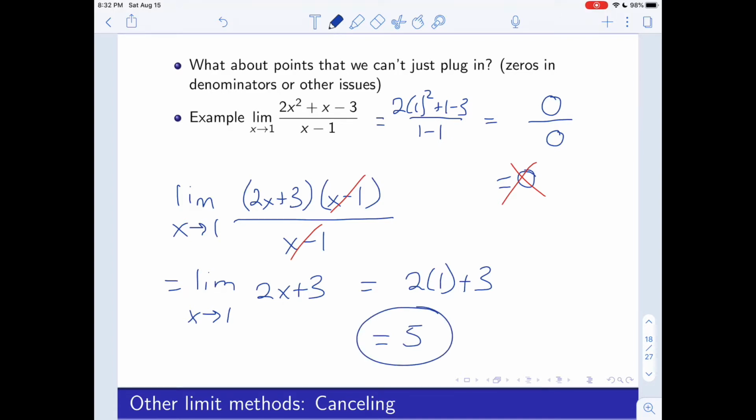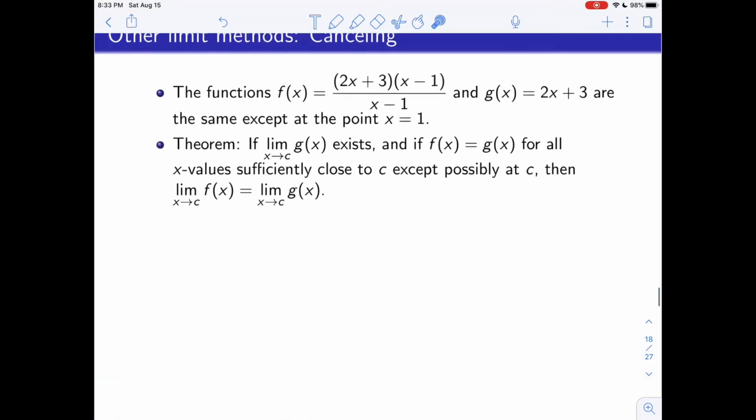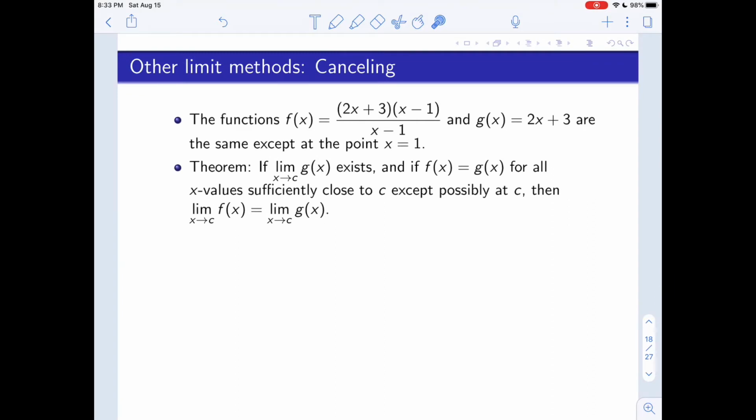So we did a little bit of simplifying of our function to start off with, and then we were able to plug in an x value. And that's a way we're going to do a lot of problems like this. When we run into this 0 over 0 issue, we'll be able to factor something and cancel. So this method is referred to as the canceling limit method.